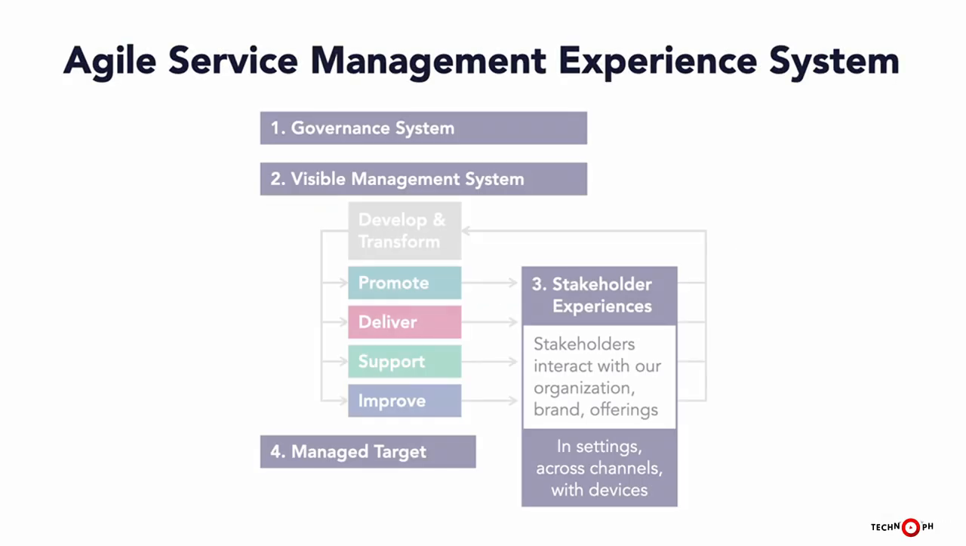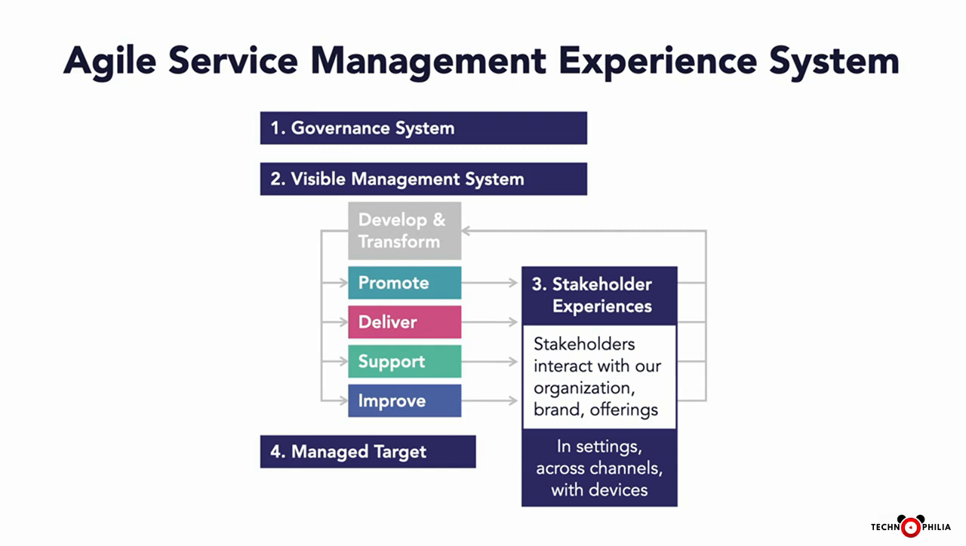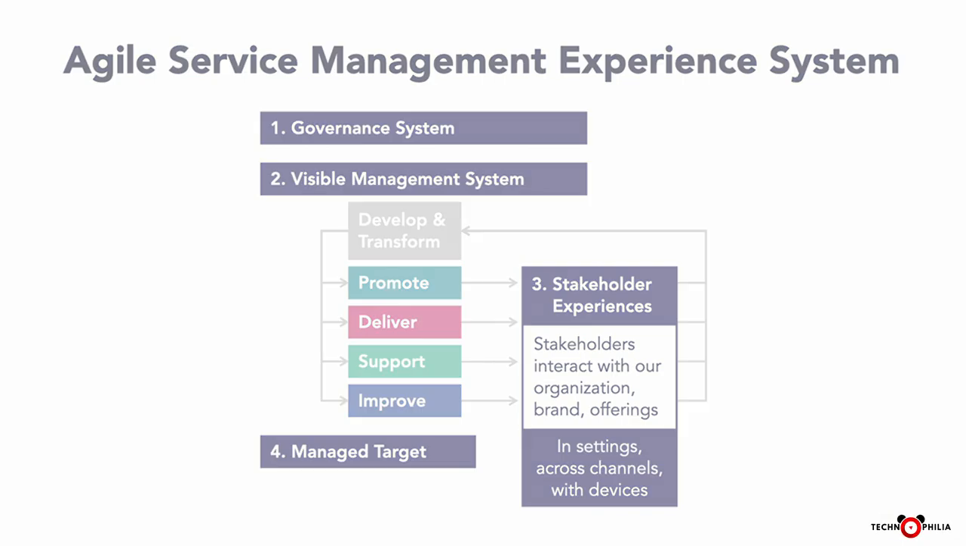Here we see the Agile Service Management Experience System, a visual representation of how we run our organization, brand, and offerings to continuously deliver optimal stakeholder experiences as stakeholders' jobs to be done and what technology makes possible changes. It shows how we perform, transform, disrupt, and respond to disruption. It highlights the things that influence how we operate and the things worth managing to us, including our stakeholders and their experiences, our organization, brand, and offerings, and our governance and management systems. Let's break it down, part by part.